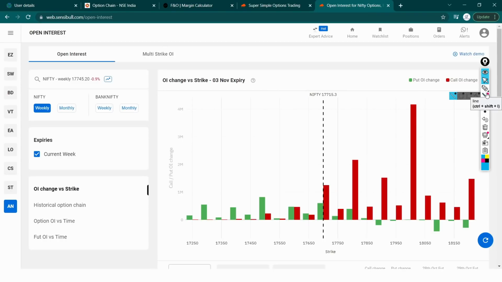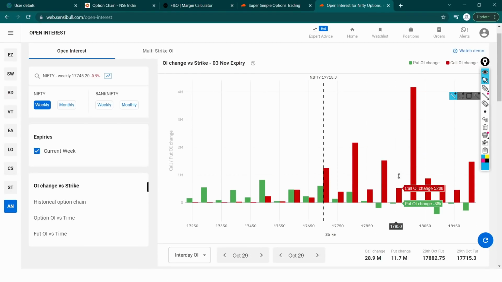So this is the OI data in Sensibull. This is the inter-day OI change. That means from yesterday to today, what have people actually done? Have they entered more call contracts or have they entered more put contracts? This is from yesterday's closing till today's closing. So that is very important to understand.